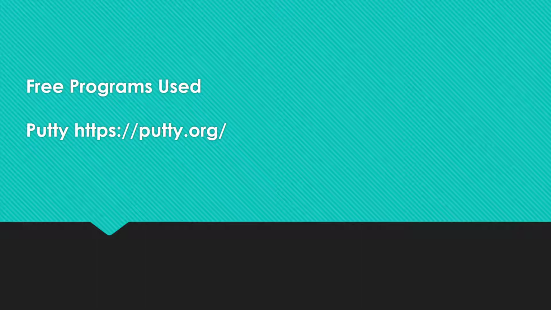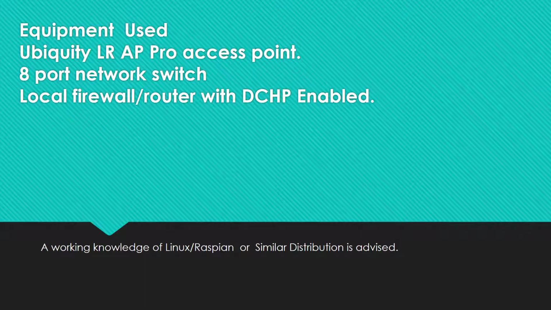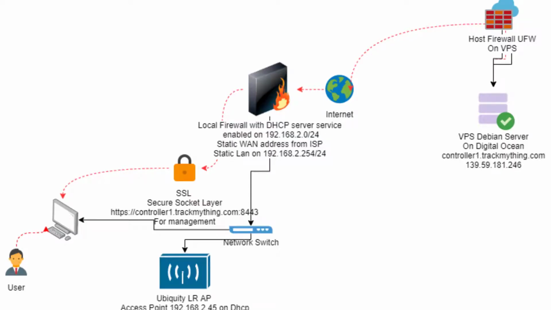The free program used in this is the open source tool PuTTY, available from putty.org. Also, obviously, you need a Ubiquiti access point, and in our case, we have an 8-port switch and a local firewall with DHCP enabled on it. I've added a small network diagram here just to outline how everything looks visually, and that should assist as you're following through the tutorial.